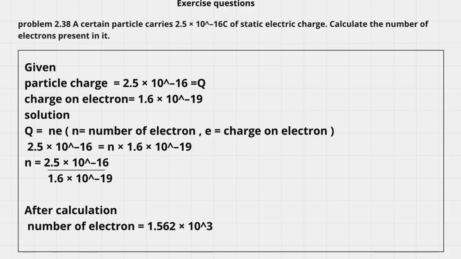Problem 2.38. A certain particle carries 2.5 times 10 to the power of negative 16 C of static electric charge. Calculate the number of electrons present in it.